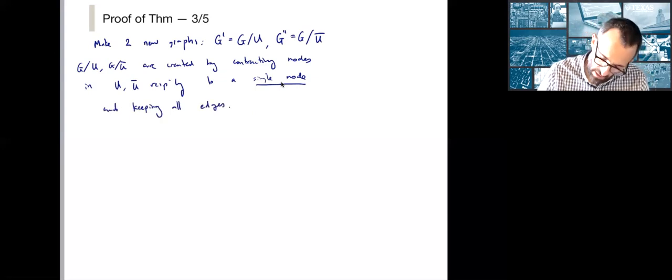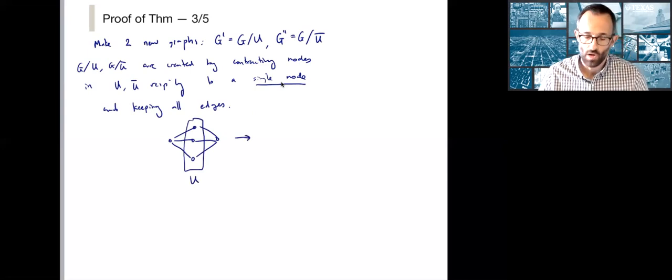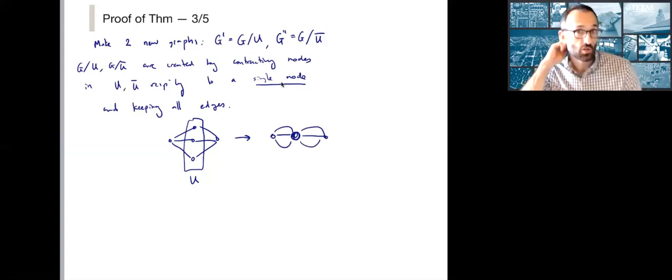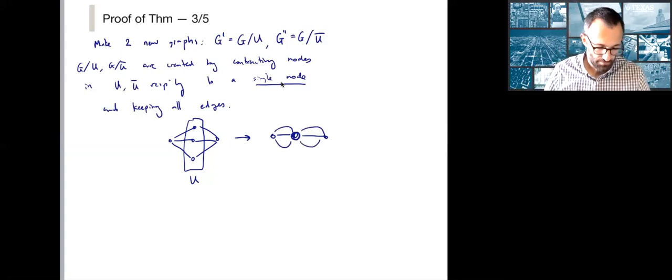So what I mean is, if I have something like this, and this is U, remember that U doesn't have to be a cycle or anything at this point. It doesn't have to be a blossom. Then the resulting graph is going to have my supernode here, but I'm going to keep all three edges going in and going out.